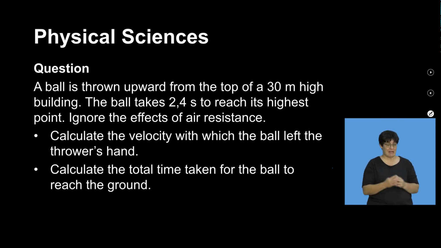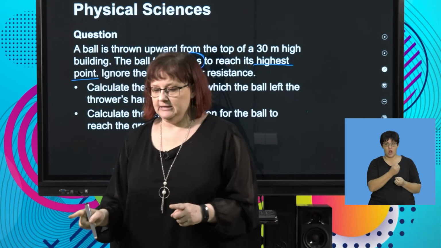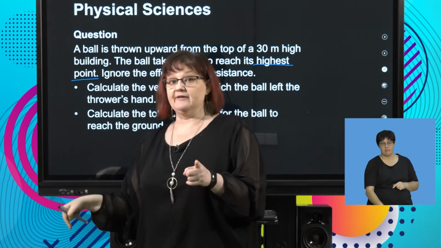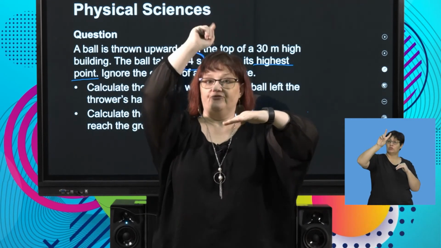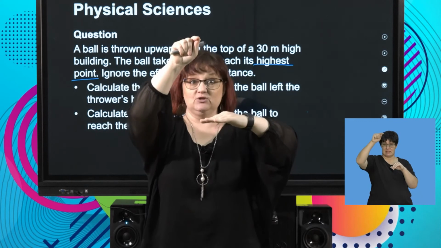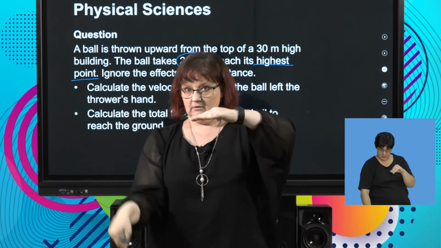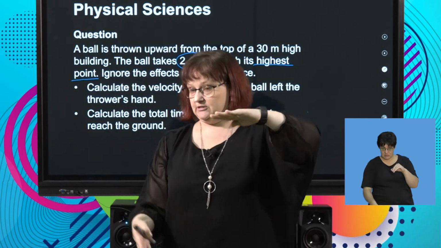Now we have things that are slightly different. Now they say a ball is thrown upward from the top of a 30-meter high building. The ball takes 2,4 seconds to reach its highest point. You must read these times carefully because a lot of you are going to read this and go, that's the time it took to get to the ground. It's not. So here's the building. It gets thrown up and it takes 2.4 seconds to get to here. Then it goes down. So I don't actually know the total time.